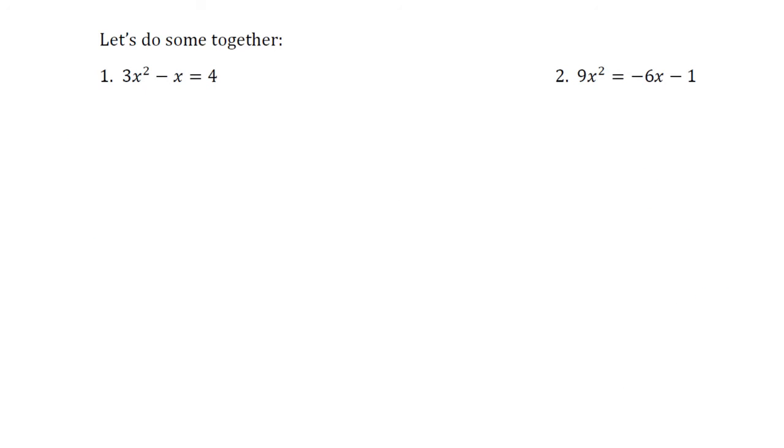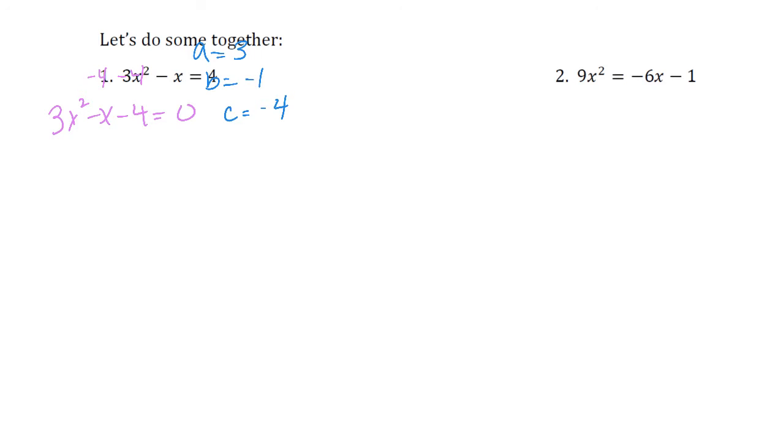Okay, now that you've seen one, that doesn't mean you can do a ton of them because it does take a little bit of practice. So let's look here at this one. First step is always to get it equal to 0. So that means we have to minus the 4. So we're going to have 3x squared minus x minus 4 equals 0. Next step, identify a, b, and c. A is 3, b is -1, c is -4.